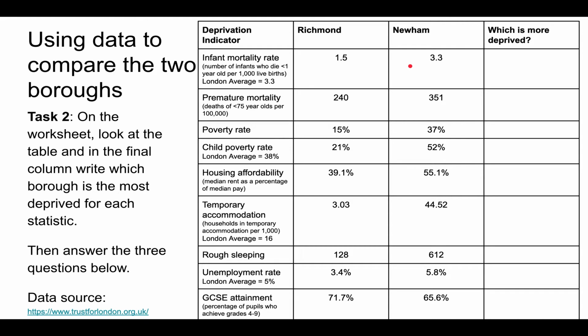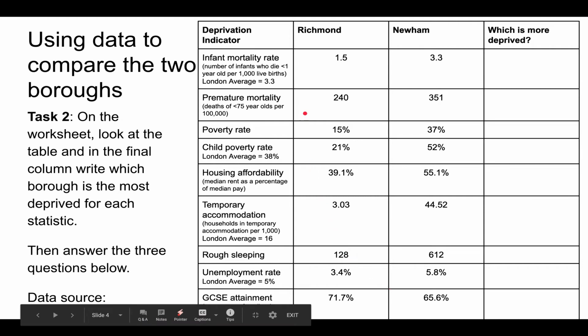Again, averages. Yeah, 1/3 of a baby cannot die, but on average, 3.3 babies in Newham die out of 1,000. So who has the worst outcome here? Which of these two places is more deprived? And hopefully you've come to the conclusion that it's Newham. And so you'd write in this box, Newham, please. You're going to do that for all of these.